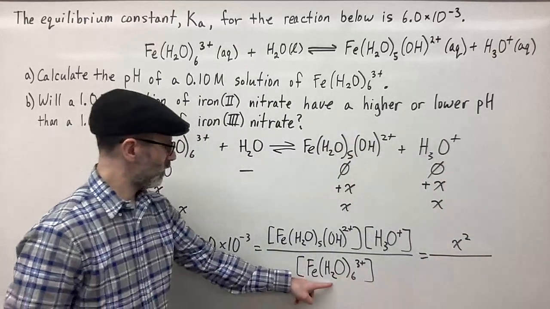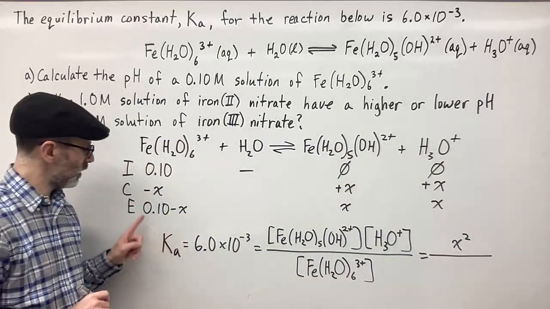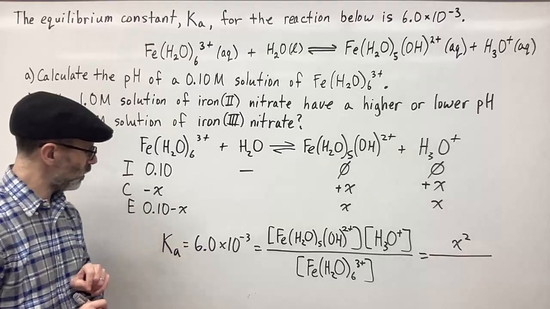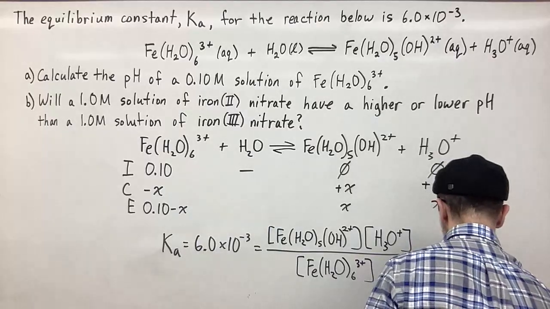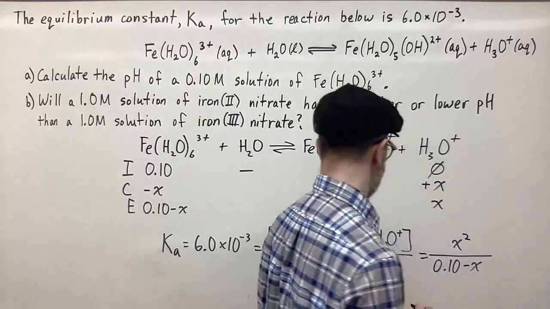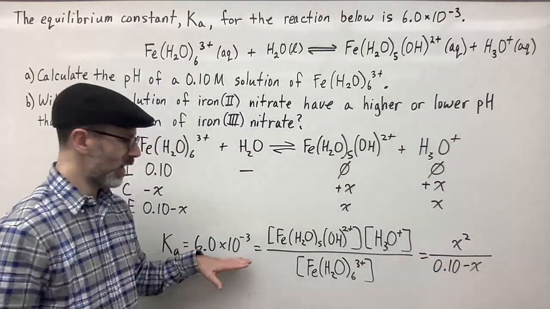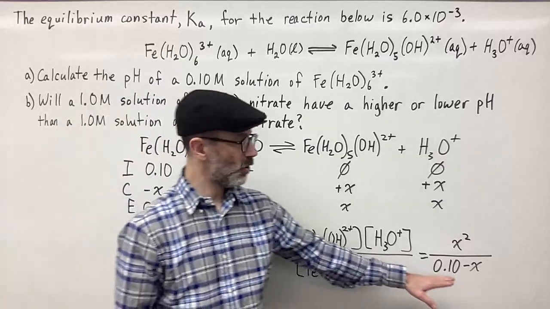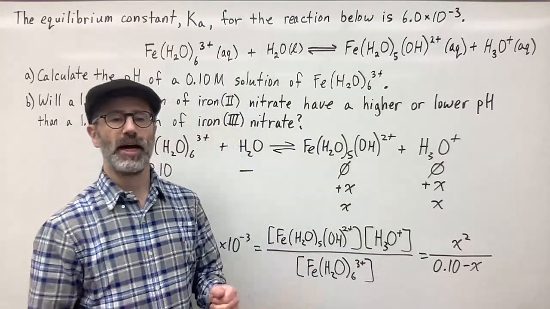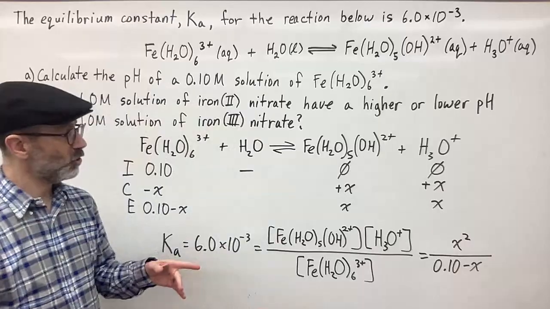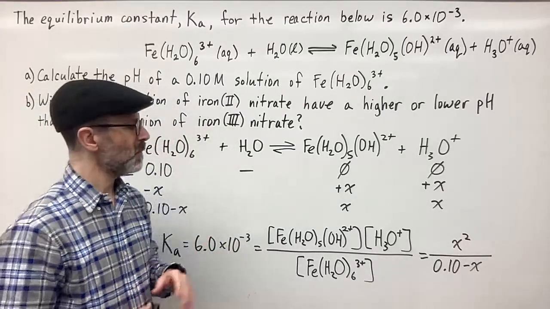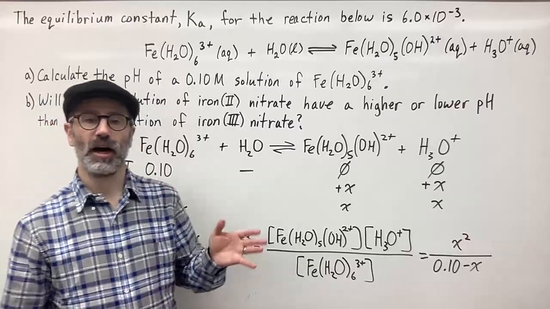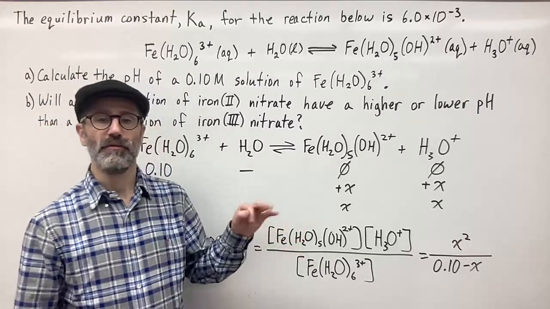And then this is going to be replaced with this concentration, 0.10 minus X. So now we have this is equal to this, and we can solve for X. Now, we're going to do the X is small approximation or assumption and see if that is valid.